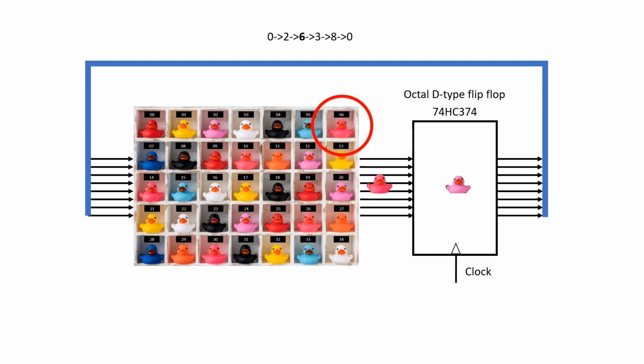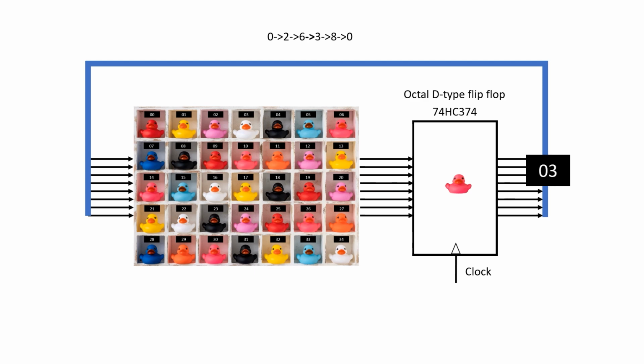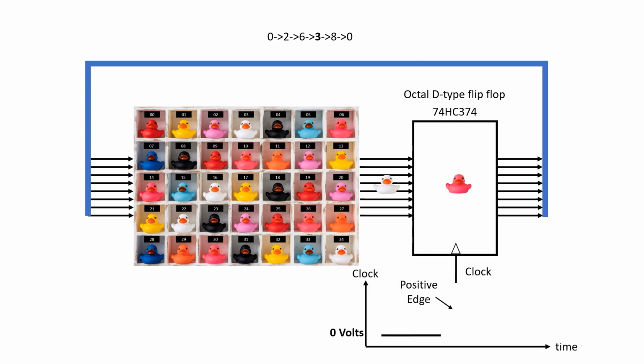Now this cycle continues, with a new output being available on the rising edge of clock. Hopefully you can see that this circuit will just cycle through the addresses 0, 2, 6, 3, 8, and back to 0. Once it reaches 0, it just goes through the same cycle again.